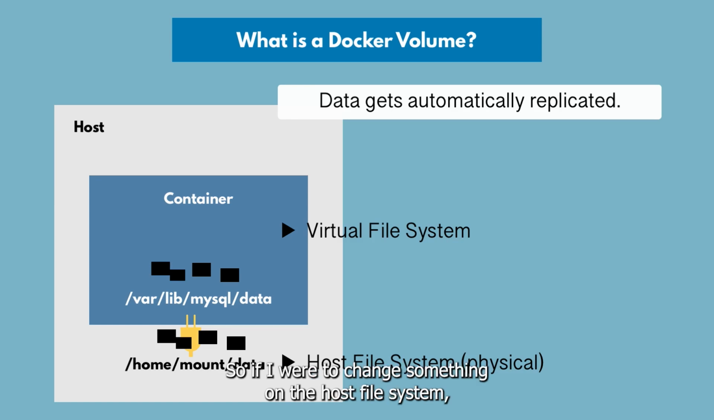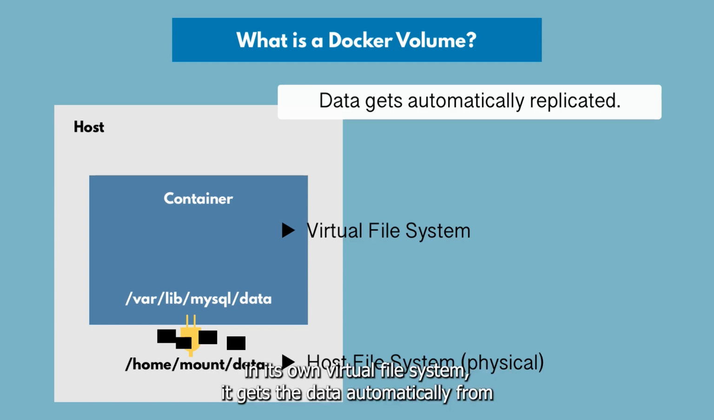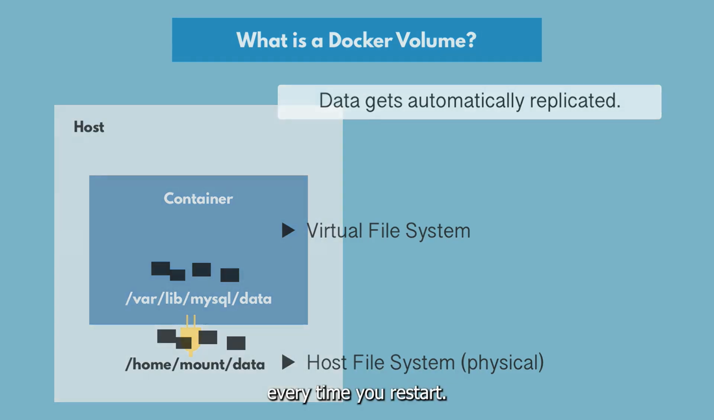and vice versa. So if I were to change something on the host file system, it automatically appears in the container as well. So that's why when a container restarts, even if it starts from a fresh state in its own virtual file system, it gets the data automatically from the host because the data is still there. And that's how data is populated on the startup of a container every time you restart.